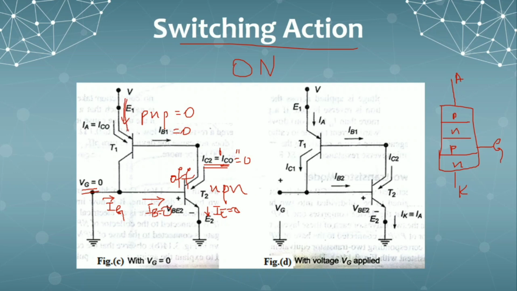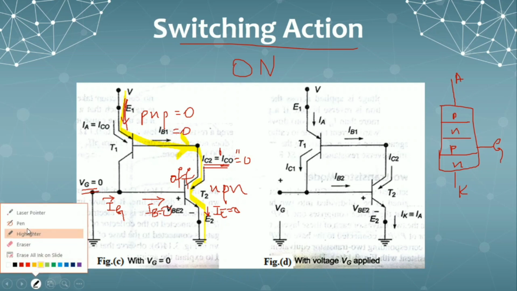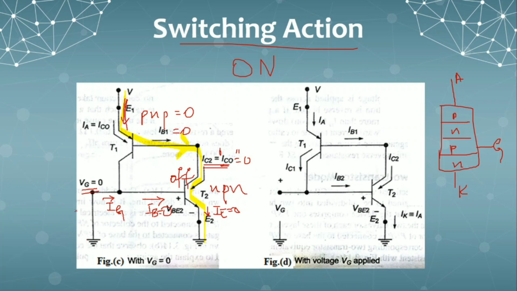So, the path of the current will be like this. I will change the color of the pen now. It will start flowing from this point, then flow through the base of the first transistor, then the collector of the second transistor, then to the emitter of the next transistor. This will be the path, and in this path the current is now equal to 0. That is, when Ig equals 0, we will have only a small amount of current, which is ICO.